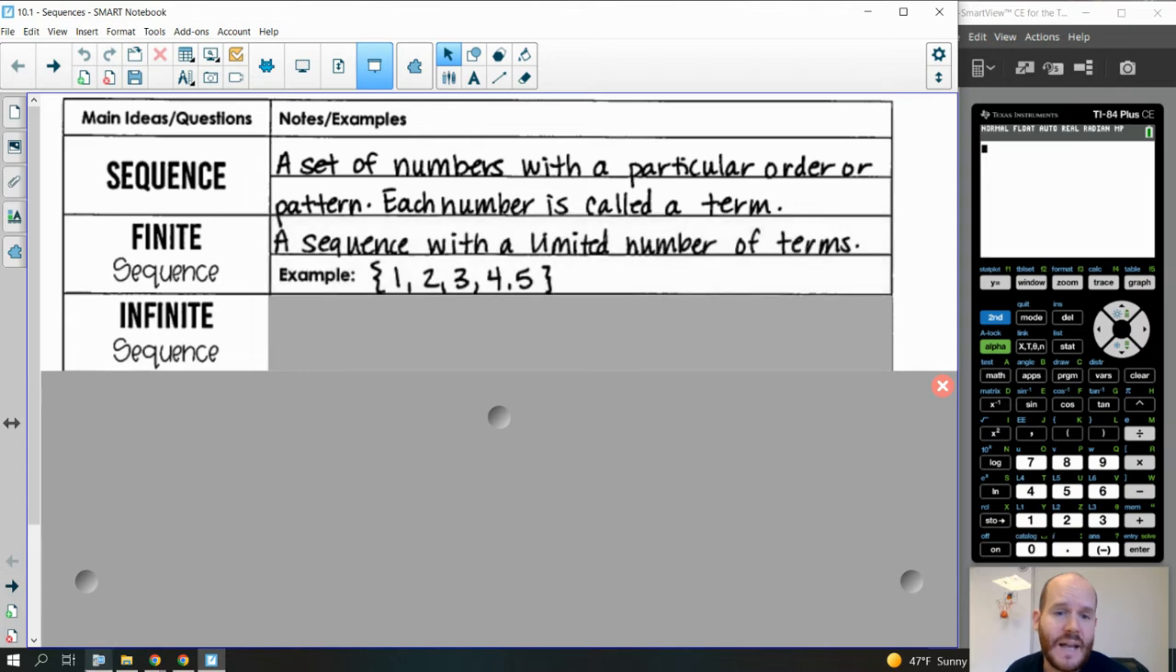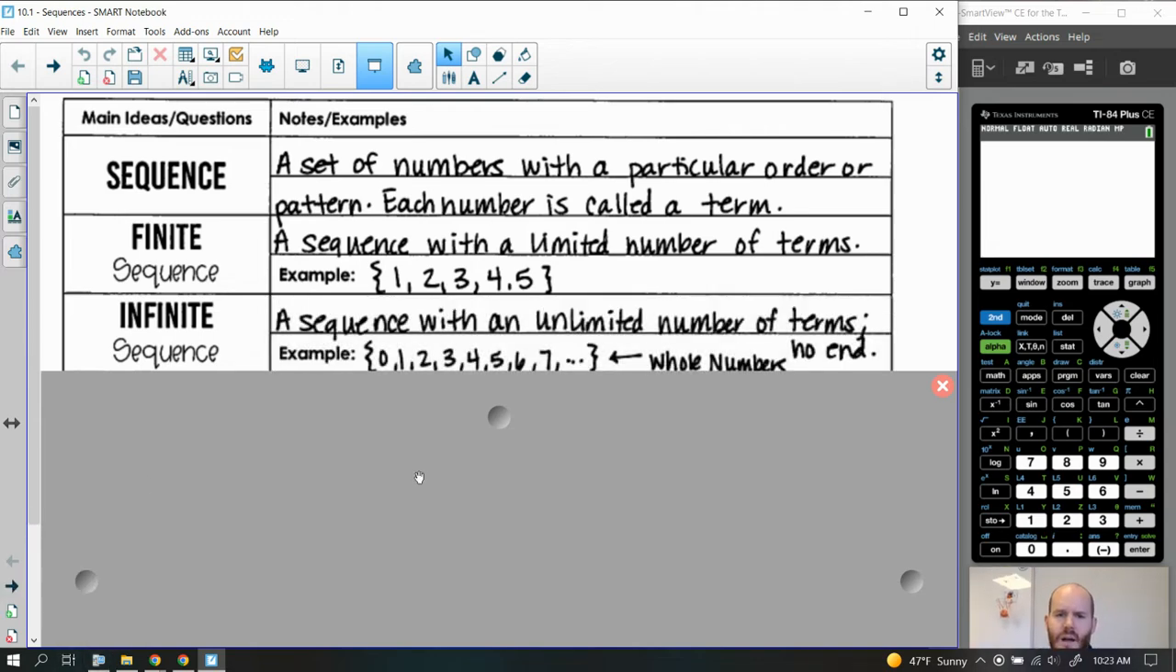There can be a finite number of terms, like this one, 1, 2, 3, 4, 5. This is a sequence that has a beginning and an end. Or it could be a sequence with an infinite number of terms, like the whole numbers 0, 1, 2, 3, 4, 5, 6, 7, and they continue forever and ever with no end. So that's an infinite sequence.